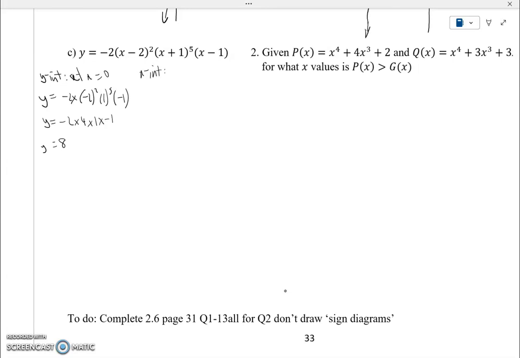X-intercepts: if you set y to be 0, -2 can't be 0, so that's gone. So we've got x equal to 2, and that's a double. We've got -1, and that's a root of multiplicity 5. And then I've got a 1, which is just a single.